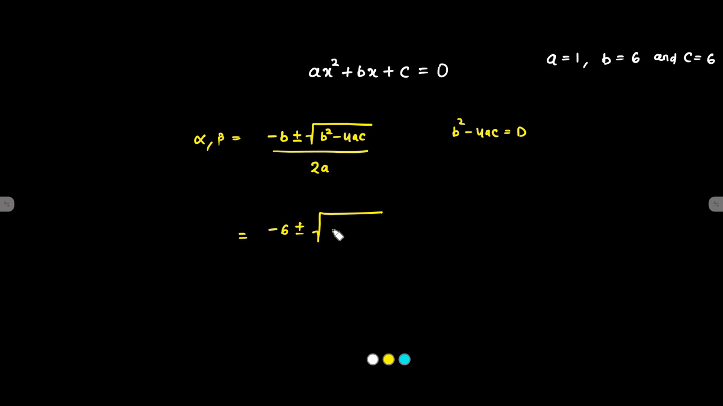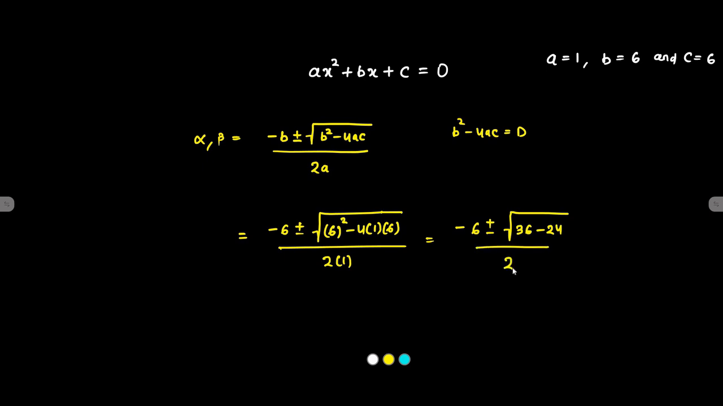which is 6 square, minus 4 times a, which is 1, and c, which is 6, by 2a, so 2 into 1. So this is equal to minus 6 plus minus root over of 6 square is 36, minus 4 into 1 into 6, that is 24, by 2, and this is equal to minus 6 plus minus root over of 12 by 2.